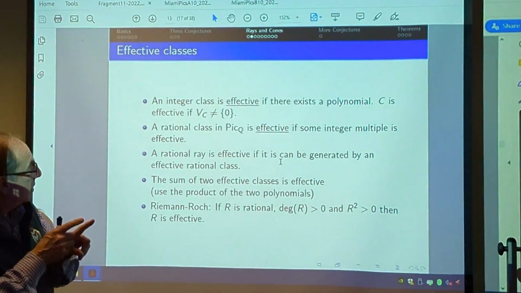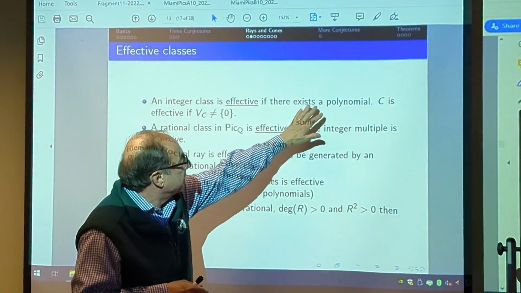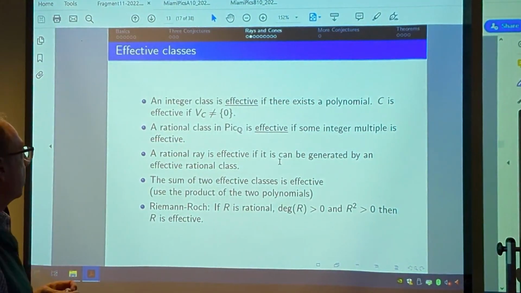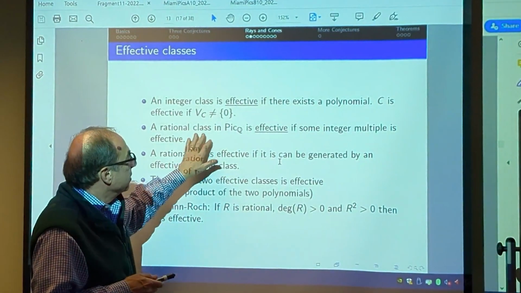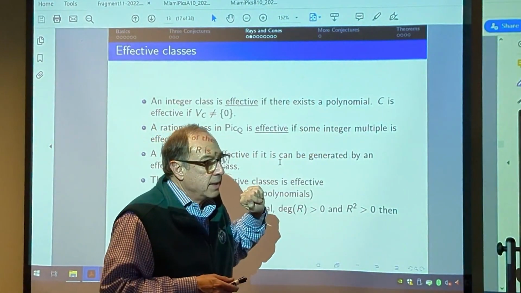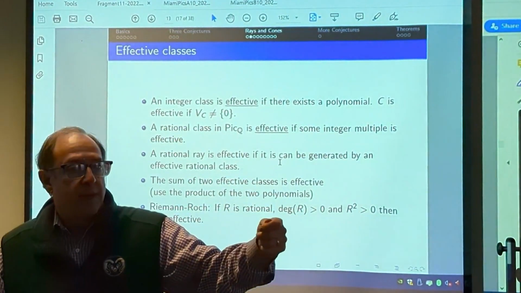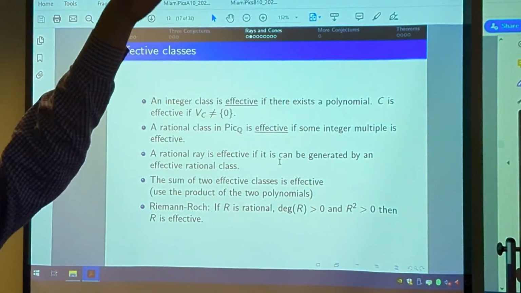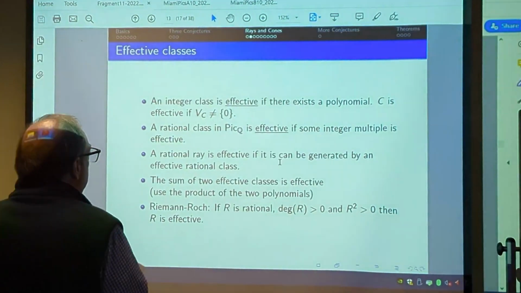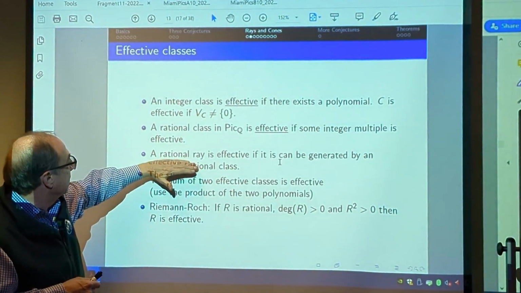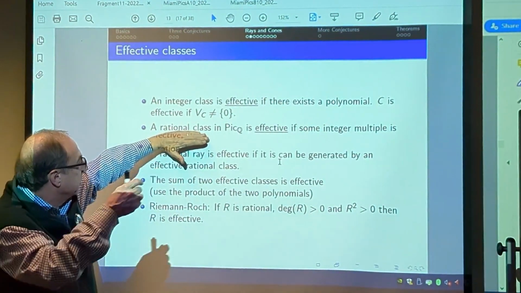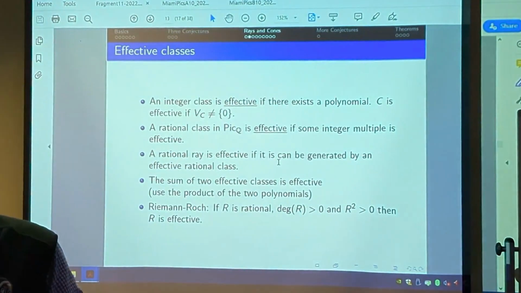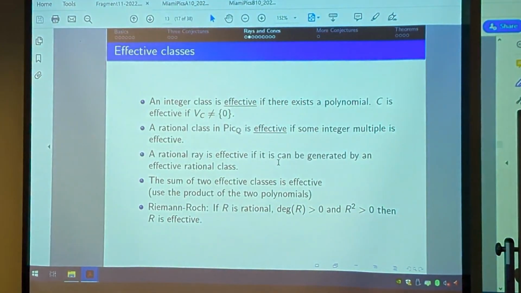Okay, so now we're going to look at a class. We're going to say the class is effective if there's a polynomial. An effective class means we have a polynomial. And a rational class is effective. What does that mean? It means some integer multiple has a polynomial. There's some polynomial somewhere along that ray. We say a rational class is effective if some multiple is effective. And a rational ray is effective if there's a polynomial somewhere along the ray.